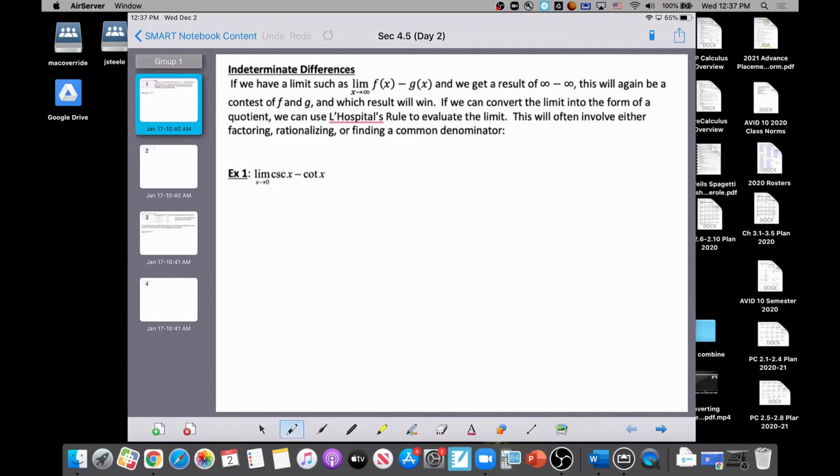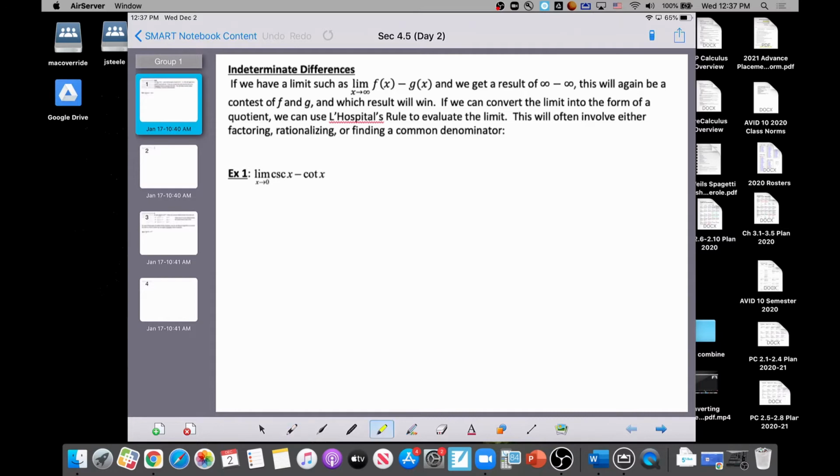So let's say we have a limit such as the limit as x approaches infinity of f of x minus g of x. And when we do direct substitution we get something like infinity minus infinity. So this is again like a contest between f of x and g of x, and we don't know which result will win. But if we can convert the limit into the form of a quotient, then we can use L'Hopital's rule to evaluate the limit.